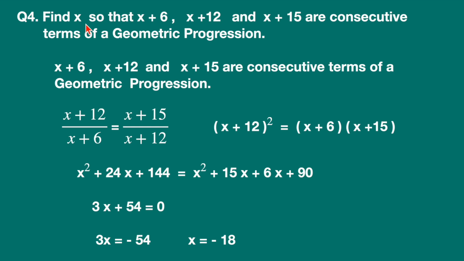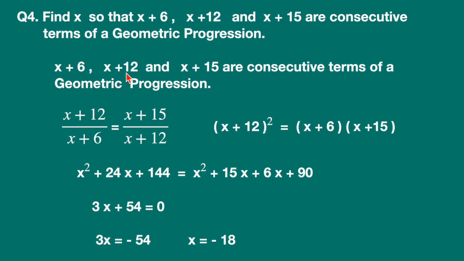Question 4. Find x so that x plus 6, x plus 12 and x plus 15 are consecutive terms of a geometric progression. So these are the terms of a geometric progression. This is the first term, second term, third term. That is the meaning of consecutive terms. Okay. Now we are asked to find the value of x. We know the condition that second term divided by first term is equal to third term divided by second term. That will give us the common ratio. Since it is in geometric progression, these two will be equal.